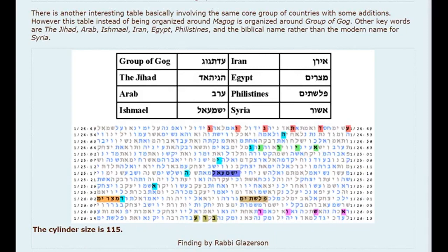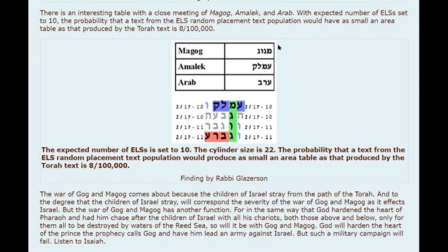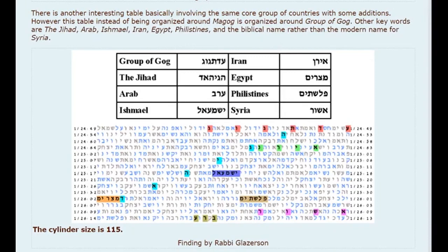Then there is an interesting table which I found, and about this he says there is another interesting table basically involves the same core group of countries with some additions. However, the table, instead of being organized around Magog, is organized around the group of Gog. Other key words are the Jihad, Arab, Ishmael, Iran, Egypt, Philistia, and the biblical name rather than the modern name for Syria.